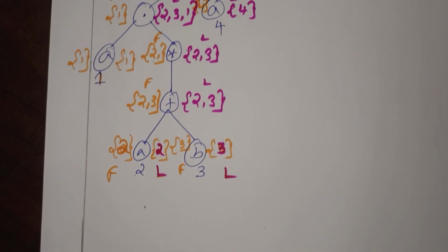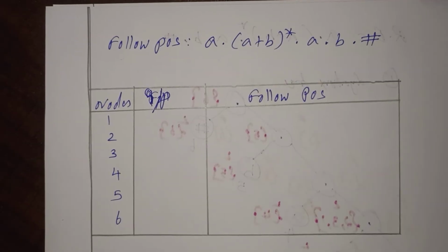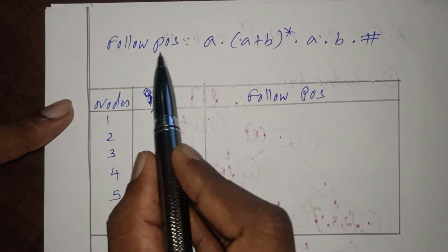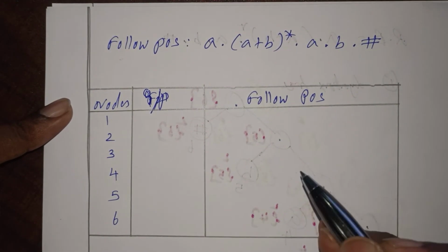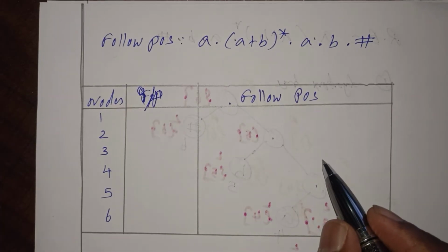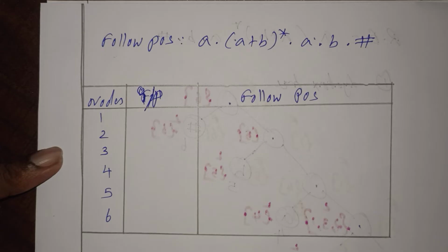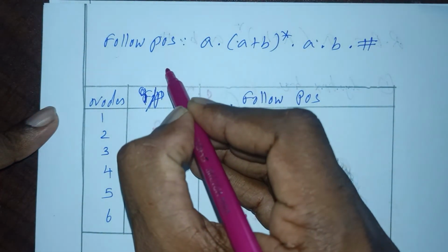Now let me take you to the next two levels. I'm going to draw the follow position for nodes and input, and then the DFA diagram, right? Fine. So this is the next step. I have just taken this follow position. I have taken the regular expression which was given at the first point I was explaining. Now I am going to name the nodes, right?